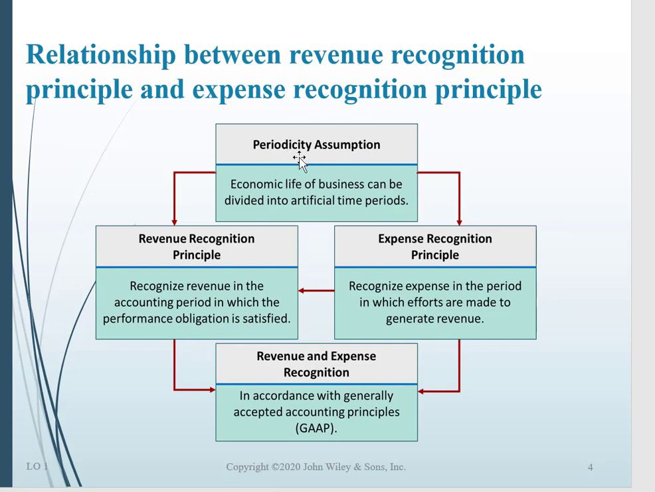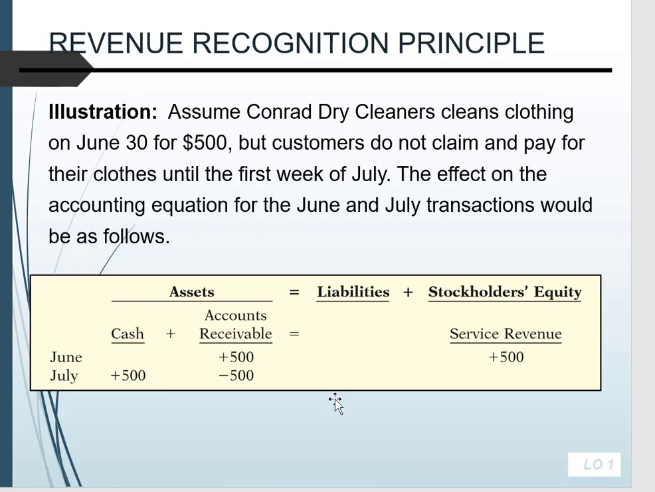So here we have this periodicity assumption. Basically it says there's economic life. There are revenues that happen, they've been obligated, there are expenses that have happened, and we have to recognize them. So we recognize these revenues and expenses under the GAAP rule.